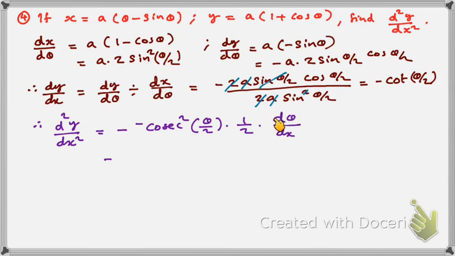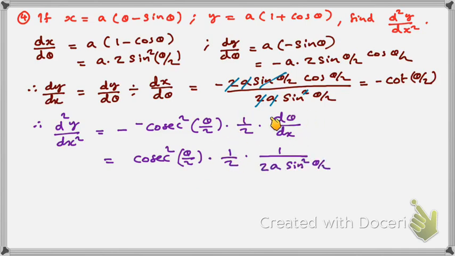And of course, dθ by dx is the reciprocal of dx by dθ. So I'm going to put that value. So minus minus is plus cosec square θ by 2 into 1 by 2 into the reciprocal of dx by dθ, 1 by 2a sin square θ by 2. 1 by 2 into 1 by 2a is 1 by 4a, and cosec square into another cosec square θ by 2 makes it cosec raised to 4 θ by 2.